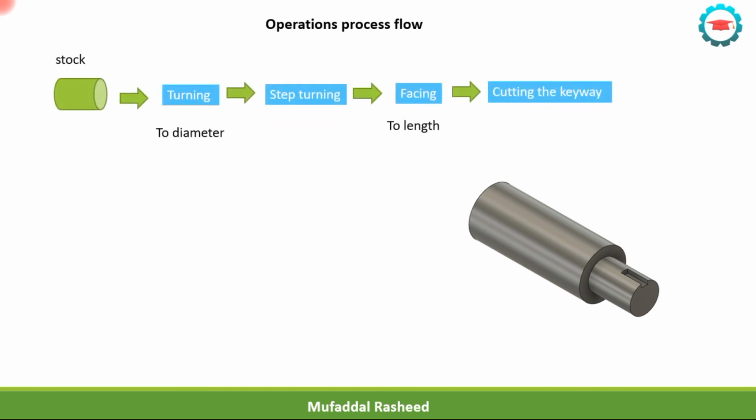So first stock goes in for turning, that is turning to the diameter required, and then step turning, that is this step is made. Then facing to the length, make sure that this length is met, and then cutting the keyway, which is generally by a milling or a shaping operation. The sequence of operations may vary, but these are the operations which are to be done for creating this kind of a part. So you can see over here, it's very simple to machine this kind of a part. Instead of that, if we go for forging or casting, then it will be much more work which will be required and which is unnecessary.